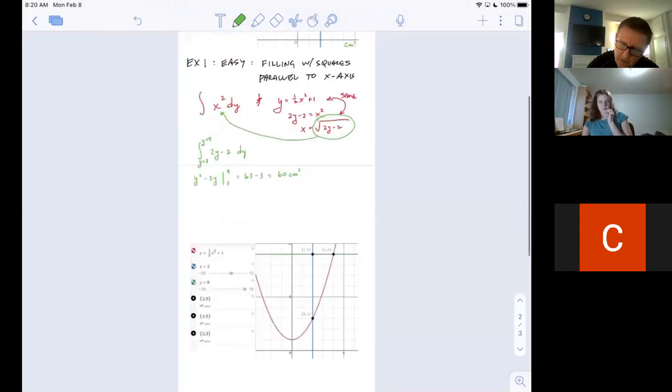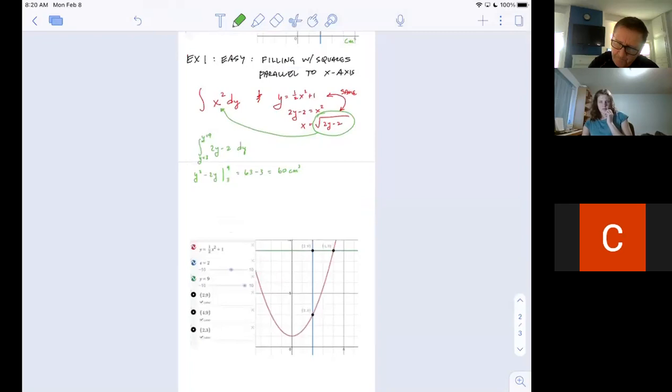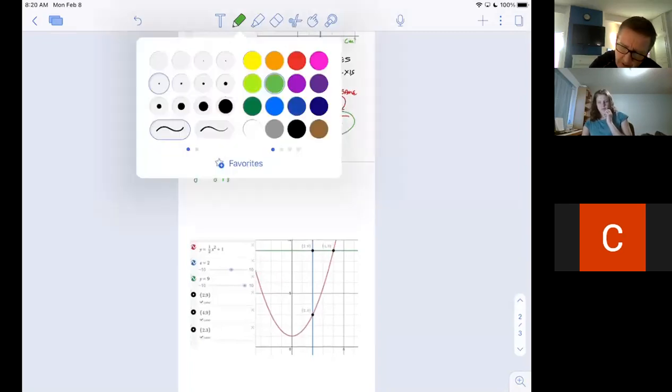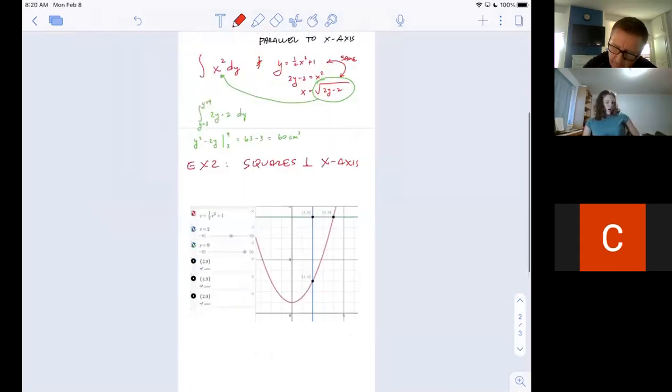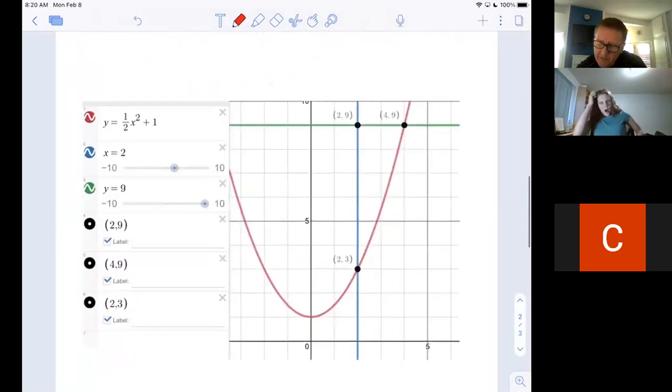So the question is, what if we said example 2, where the squares are not parallel to the x-axis, but perpendicular to the x-axis? So what we're saying this time is our squares look something like this. So we have long, thin squares, but they're coming toward us.